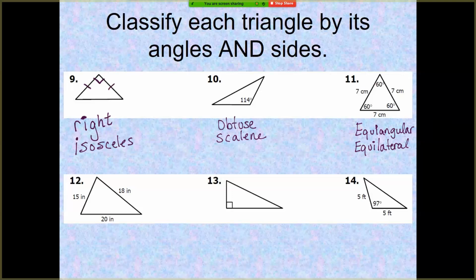Looking at question 12, I notice we don't have any information about any of the angles, but if we just look at them, there is not a right angle, and none of the angles look to be greater than 90 degrees, so we're going to call this an acute triangle. Again, it's acute because all 3 angles are less than 90 degrees. And then looking at my side lengths, I have side lengths of 15, 18, and 20. None of them are congruent to each other, so this is scalene.